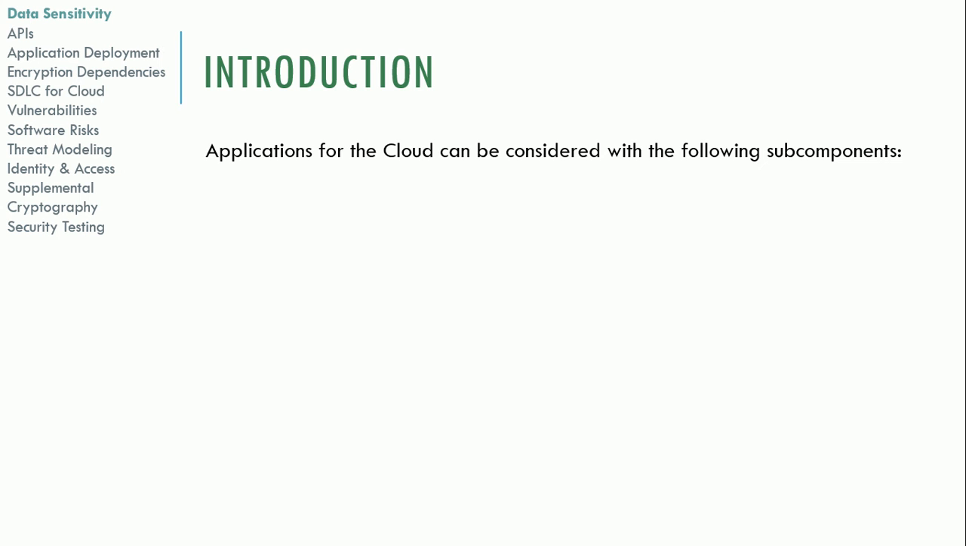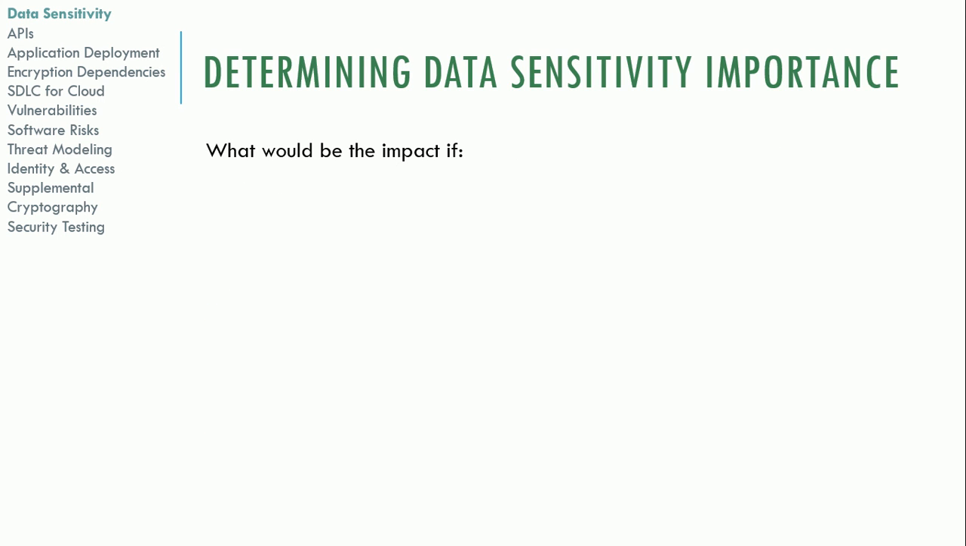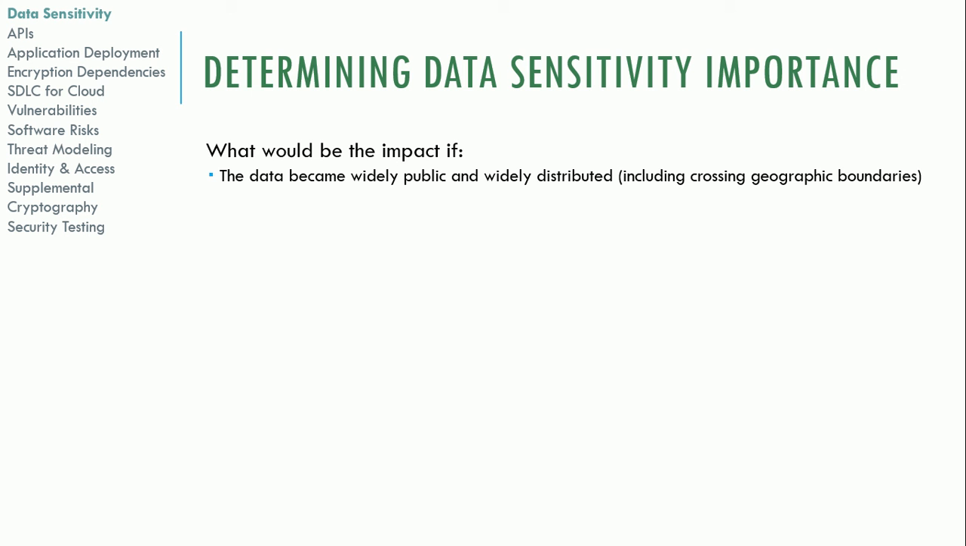So first, our introduction here, we talk about data sensitivity, which we want to make sure we understand, including when we move it to the cloud and consider the data, the functions, and the processes that we're moving to the cloud. So determining data sensitivity is important because we want to determine what would be the impact if the data suddenly became widely public or widely distributed, including crossing geographic boundaries, which could happen. Our data in the cloud is already global in that sense. So if it gets compromised, with the cloud, it could be easily compromised through some of the techniques we're going to talk about. So it's important to consider that.